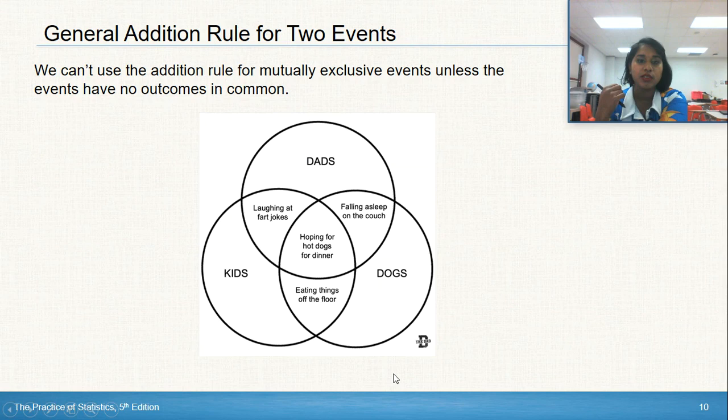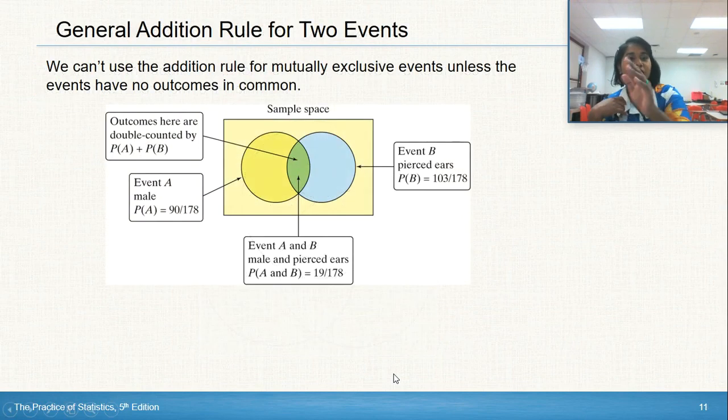So here's a silly little Venn diagram about dads, dogs, kids, and all the things they have together, hoping for hot dogs for dinner. I thought this was a cute little Venn diagram. But anyway, here is our Venn diagram regarding our males and our pierced ears. And so here's our sample space in the green. And we're going to see this Venn diagram multiple times, but they're just kind of breaking it up for us. So outcomes in the middle are double counted. And so that's the one we don't want to accidentally use more than once. So we want to be real cautious about that 19 in the center.